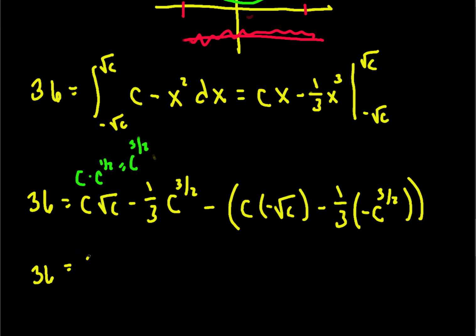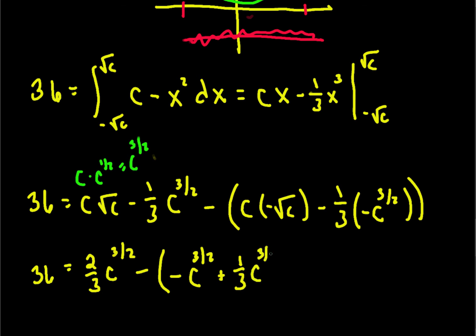So that's just 2/3 c to the 3/2, minus, and again, this is going to be a negative c to the 3/2. That's what that is. And then a minus and a minus. This becomes positive 1/3 c to the 3/2. So this is going to be a negative 2/3, but I've got a negative out here. So it becomes a positive 2/3. This all becomes 4/3 c to the 3/2.